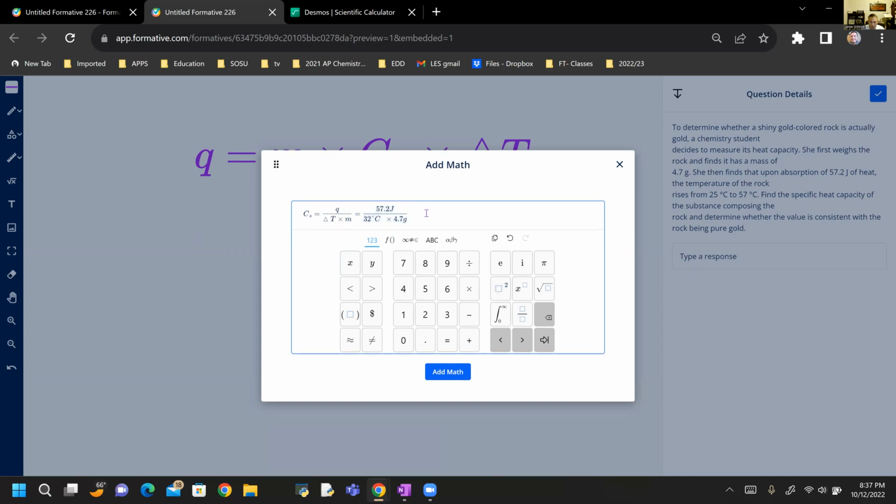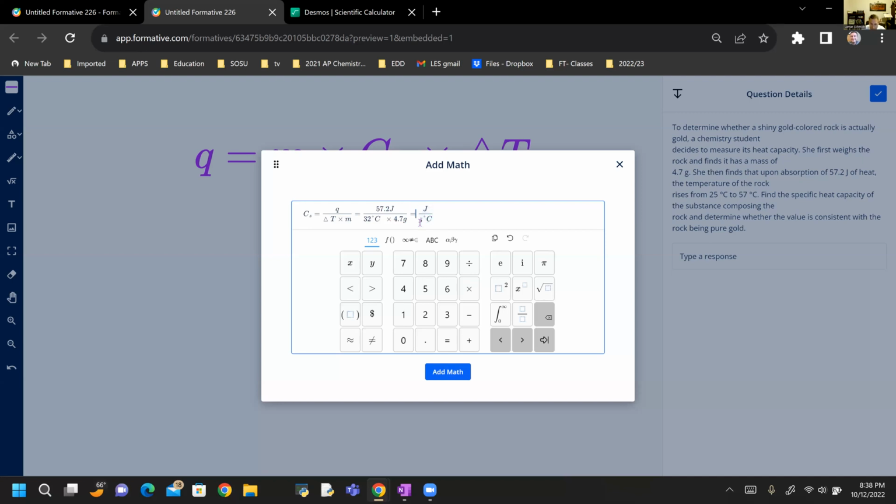So now all we have to do is plug that into our calculator and look at our units. We're going to have joules, grams, and degrees Celsius. And guess what? That is the unit of specific heat capacity. So we must have set this up properly. And so we will get our answer, and our answer will have units of joules per gram degree Celsius.